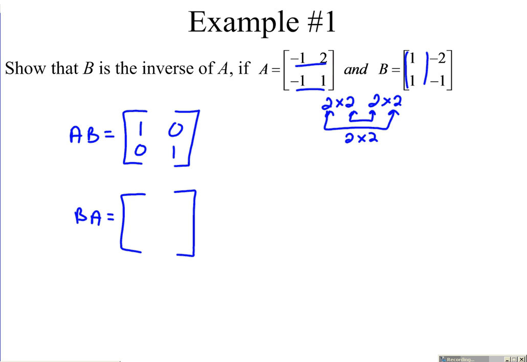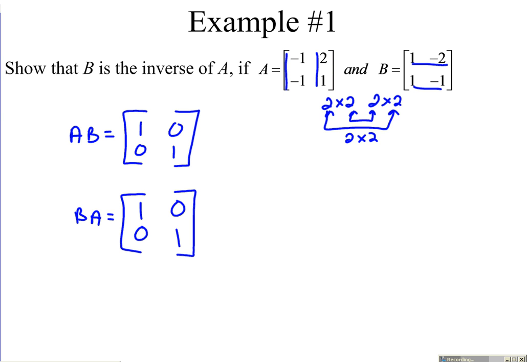Now we need to show it in the other direction. So now we're going matrix B times matrix A. So now we're row 1 in matrix B, column 1 in matrix A. We get negative 1 plus 2. Row 1, column 2, we get 2 minus 2 is 0. Row 2, column 1, negative 1 plus 1 is 0. And finally, row 2, column 2, 2 minus 1 is 1.